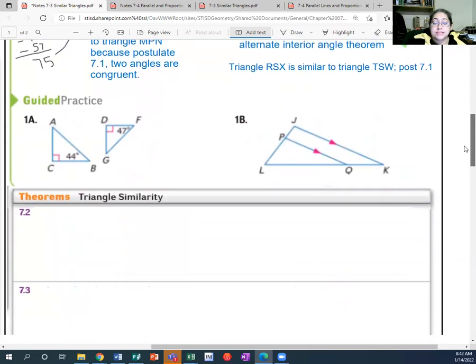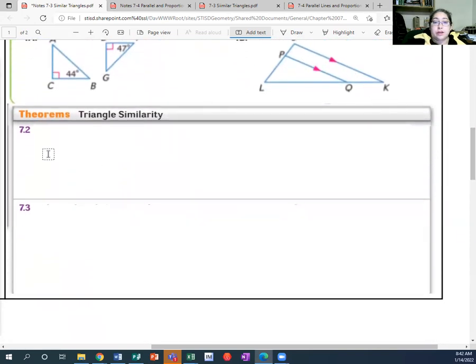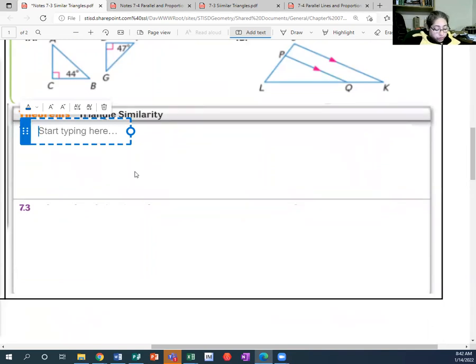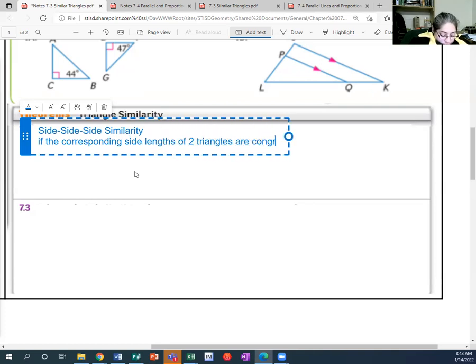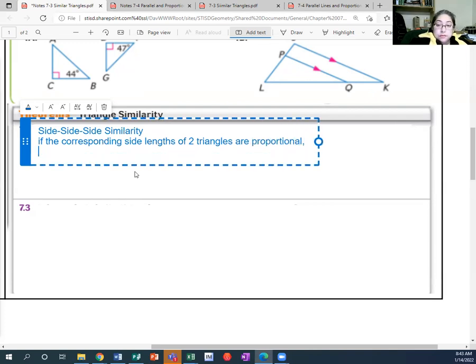All right, I'm going to go ahead and slide on down to our theorems for the day. We've got some theorems regarding triangle similarity, and these names are going to look really, really familiar. The side similarity. Looks familiar? It says, if the corresponding side lengths of two triangles are proportional, then the triangles are similar.